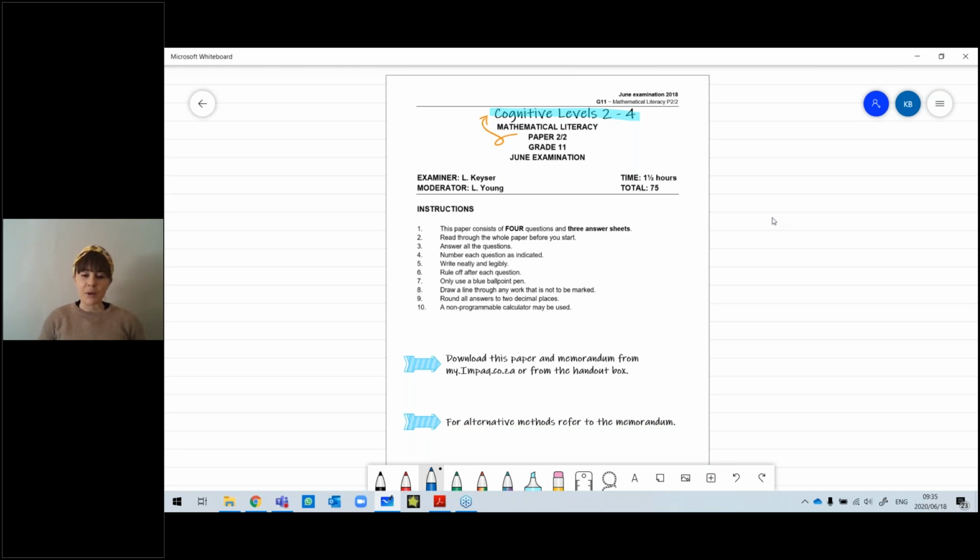Now, this paper that we are covering today can be downloaded in the handout box with the memo as well, so you can find both there. You can also download the question paper and the memo from myimpact.co.za. But as I've said, I've made it available in the handout box, so download it there before the end of this session. For alternative methods, refer to the memo. If you feel that you have an alternative solution to the one I work through during today's discussion, please have a look. The memo does include plenty of alternative methods.